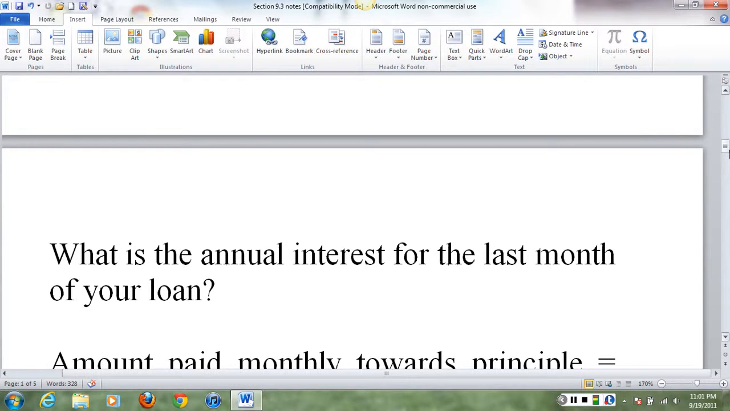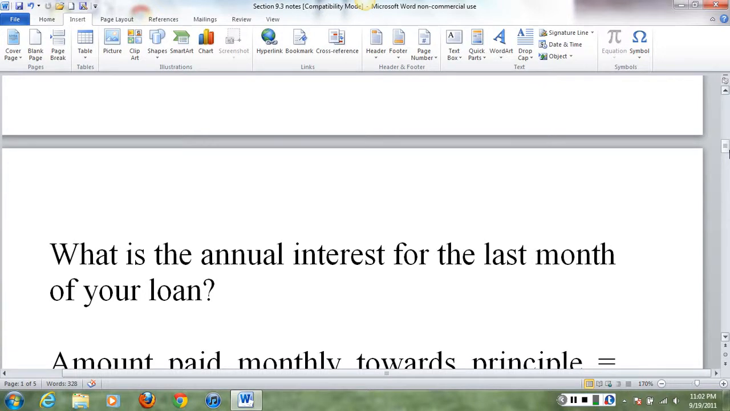Now here's another type of question you can find using our add-on interest. What is the annual interest for the last month of your loan? So using the same example, what is the annual interest for the last month? So what this means is, what's the interest you pay on each individual month, not overall.